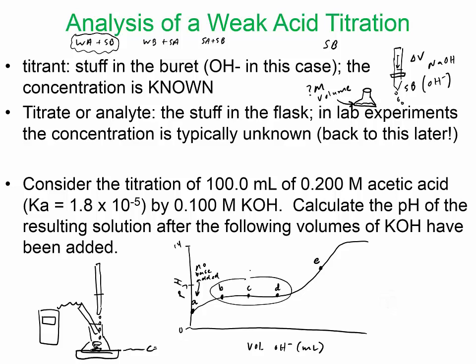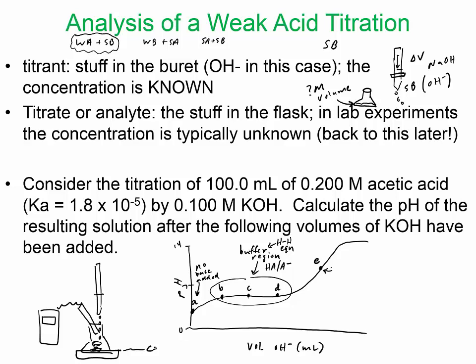are all in the buffer region, or I like to call it the buffer region, because the only species present are going to be the weak acid and its conjugate. So you could use the Henderson-Hasselbalch equation, and we're going to summarize all of this on a form I have to fill out that has the various different titrations. We could use the Henderson-Hasselbalch equation for titrations that are in this region.